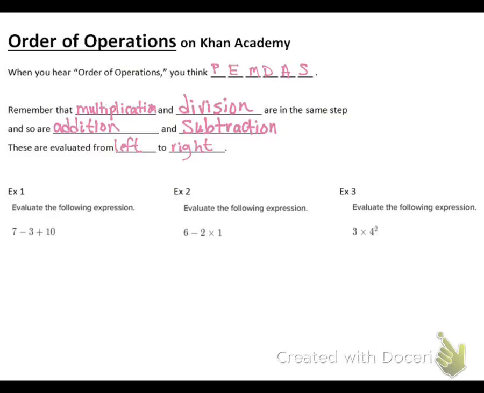So if I'm working it left to right here, I'm going to do 7 minus 3 first. So what's 7 minus 3? I'm going to drop that down. So I did 7 minus 3, so now I'm going to bring down my plus 10. What's my last step? What's 4 plus 10? So my final answer is 14.